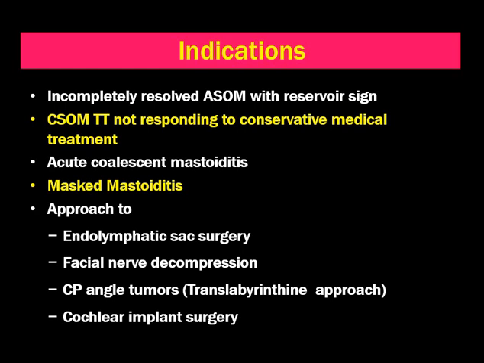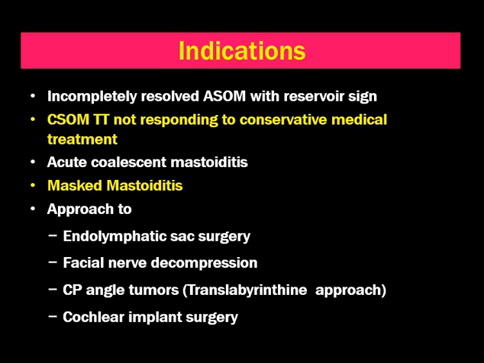Second is chronic otitis media tubotympanic type not responding to conservative medical treatment. If we give medicines for 7 to 10 days or maximum for 2 weeks, and if that does not resolve, the patient may have acute coalescent mastoiditis, and we should do surgery to remove the disease process. When there is coalescent mastoiditis, again we have to perform surgery.